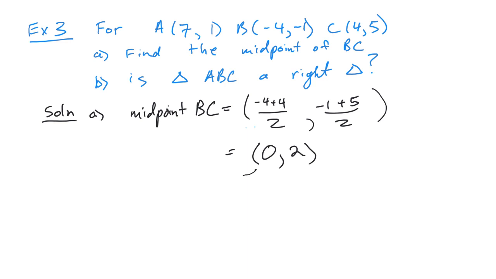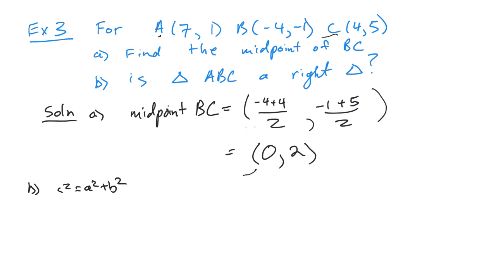So now, for B, we're going to find out if something is a right triangle. The key idea is this. Remember that C squared is equal to A squared plus B squared for a right triangle. So what we have to do is find the length of A to B, then the length of B to C, and then the length of C to A.